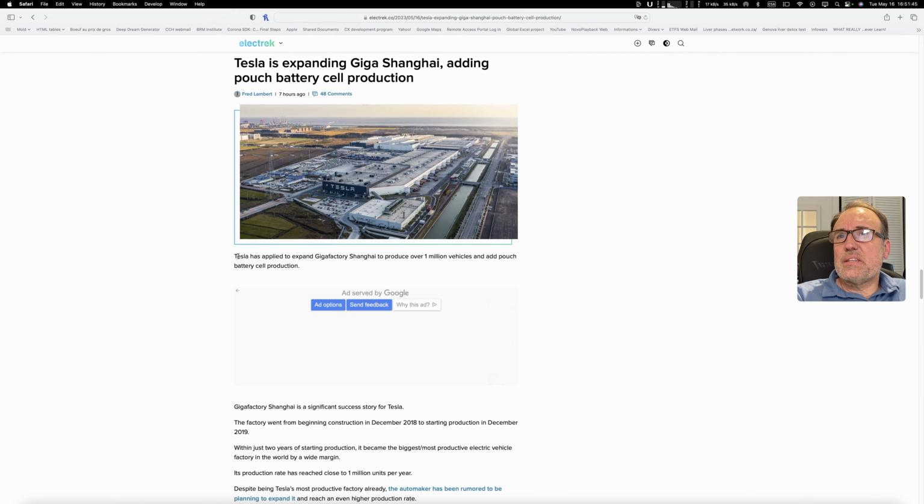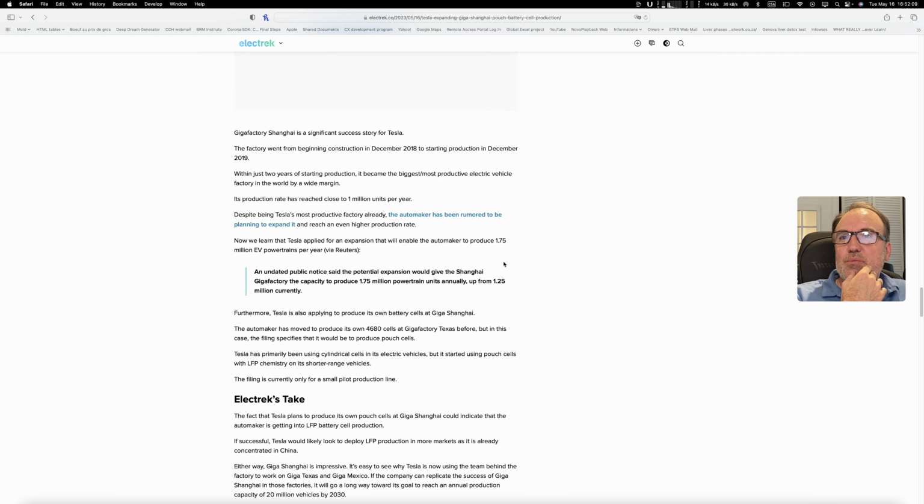This is quite interesting here. Tesla has applied to expand Gigafactory Shanghai to produce over 1 million vehicles and add pouch battery cell production. This is a surprise to me. It seems that Tesla is maybe testing things out with the pouch cells, because with this permit, they can only produce enough pouch cells to go into only one car.